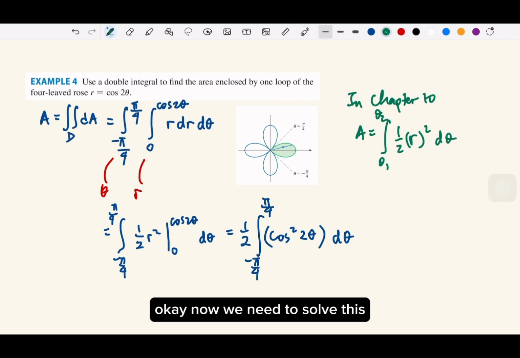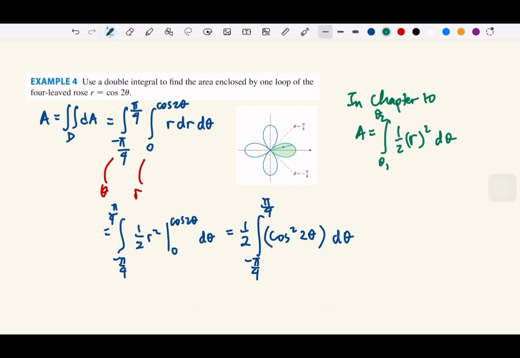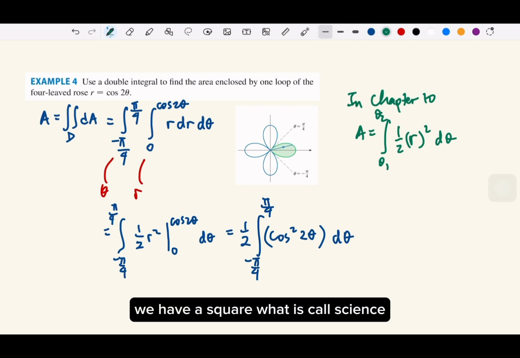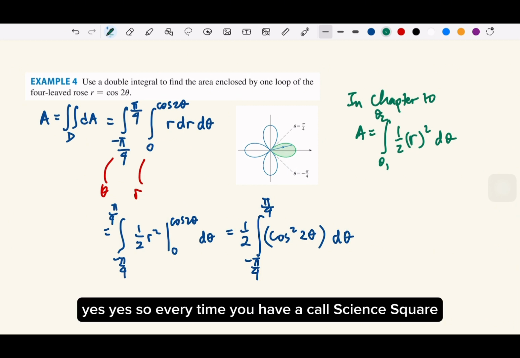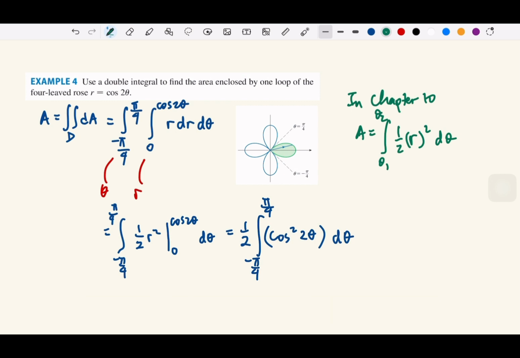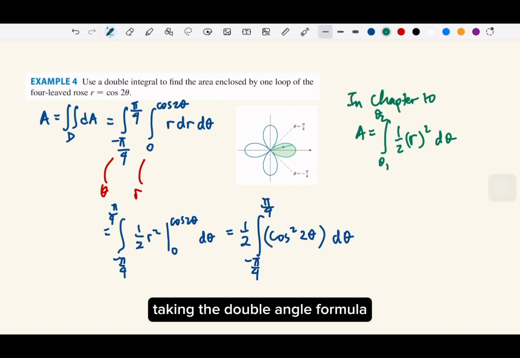Okay, now we need to solve this. How to integrate this? Do you remember how? We have a square, but it's cosine. How to integrate? Do you remember? Yes. So every time you have a cosine squared or sine squared, the best way to approach this is taking the double angle formula and then we are removing the square.